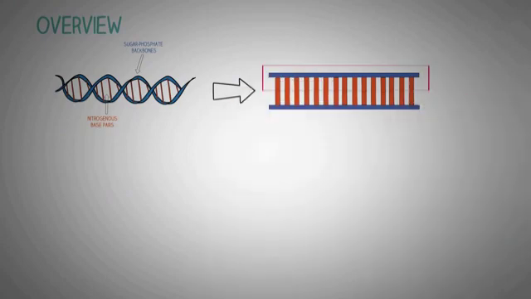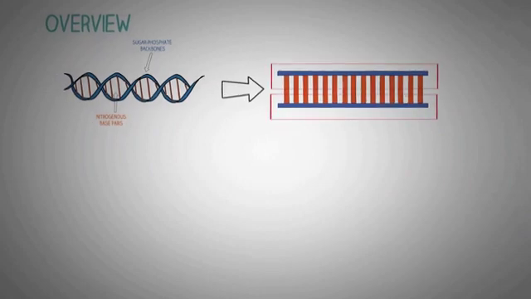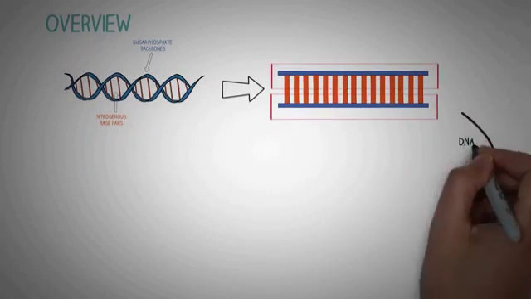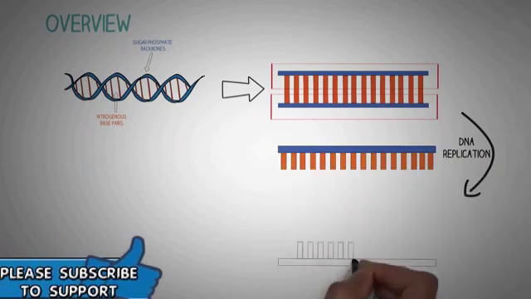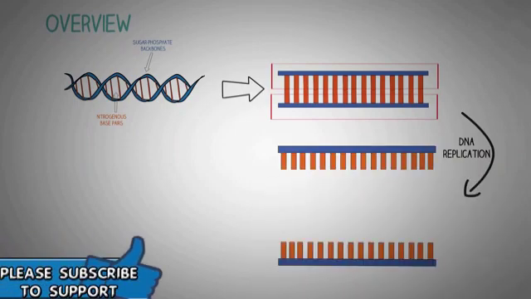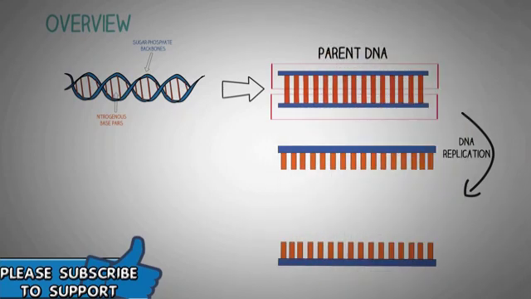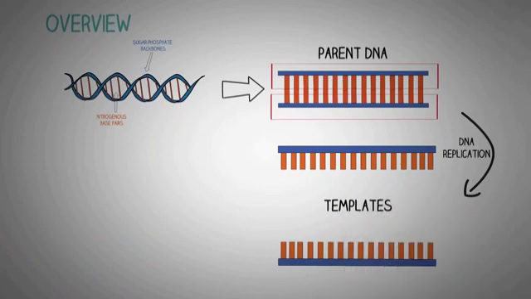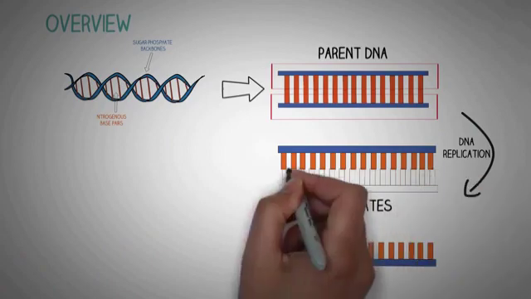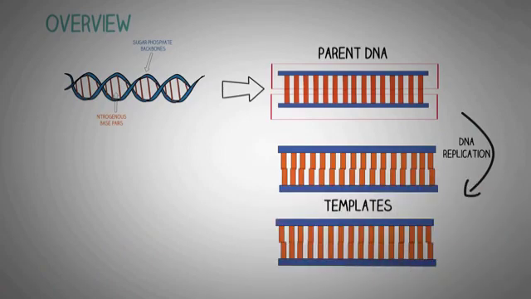In this example, you can see that the DNA consists of these two strands which almost run parallel to each other. Now, in the process of DNA replication, these two strands separate. The original DNA which separates to form these two strands is called the parent DNA. And then these two separated strands act as templates upon which new strands are copied and formed.